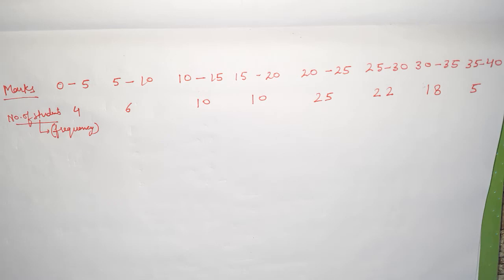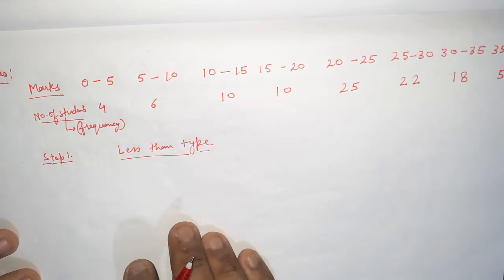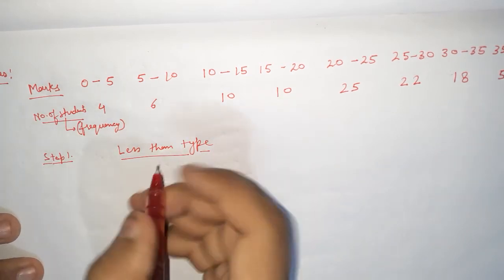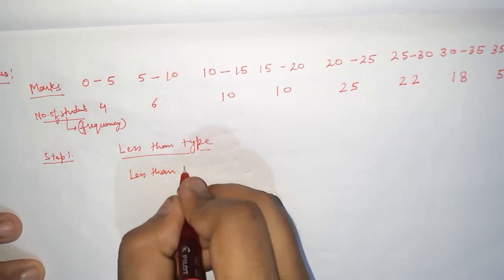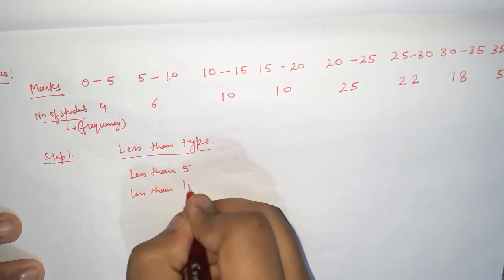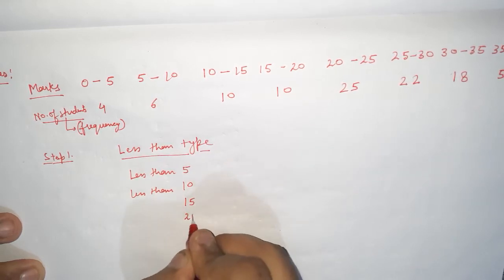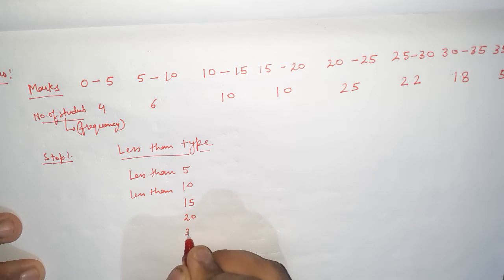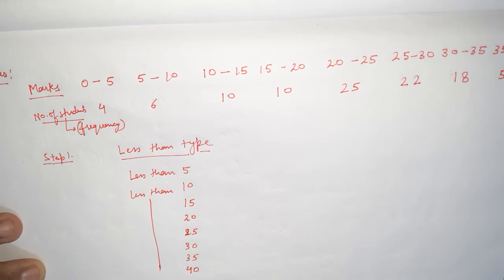Okay, now step 1, what we'll do: we'll convert this table into less than type, as we are going to draw the less than curve, or less than ogive. We know, first upper limit is 5, so less than 5, then less than 10, the next upper limit, and so on up to the last. So 10, 15, 20, 25, 30, 35 and 40. Less than values will be continued. So this is the less than type we have converted.